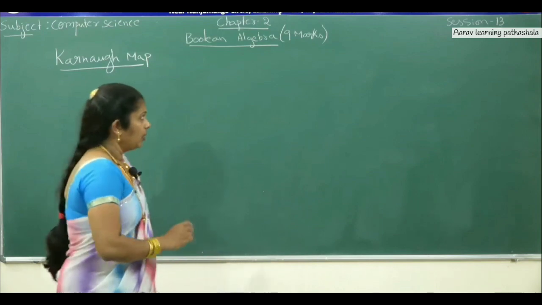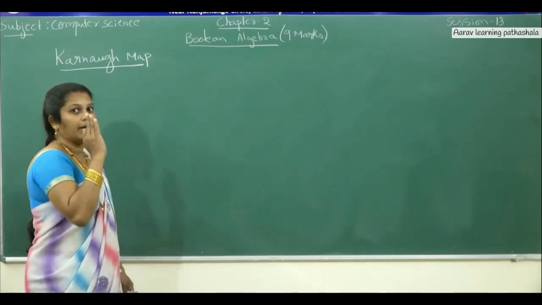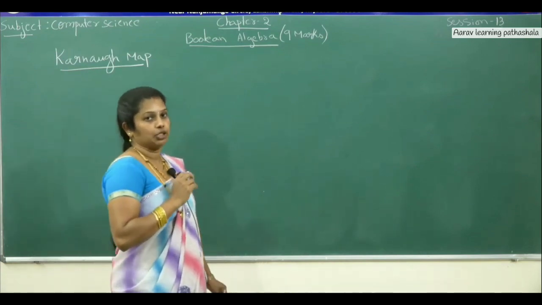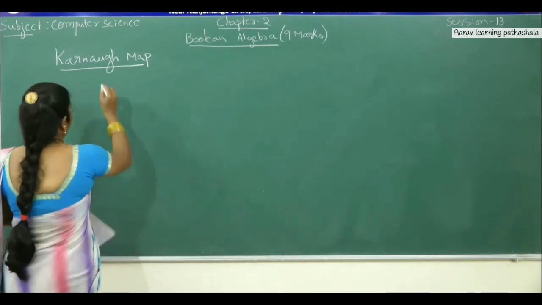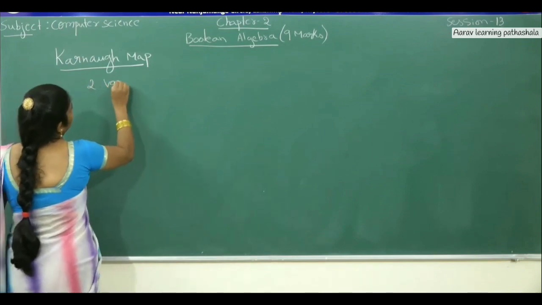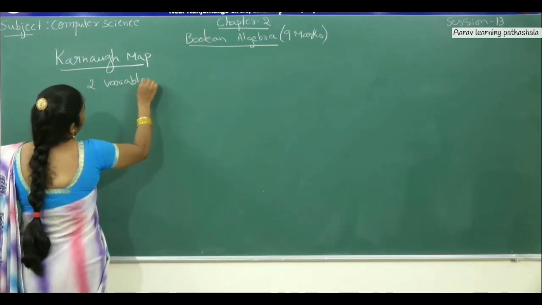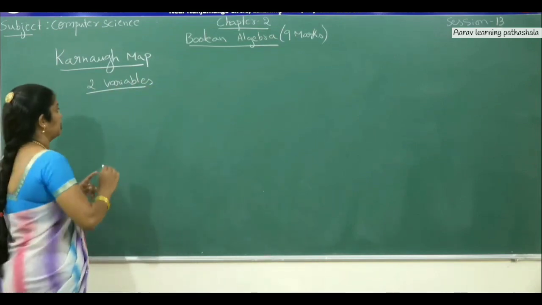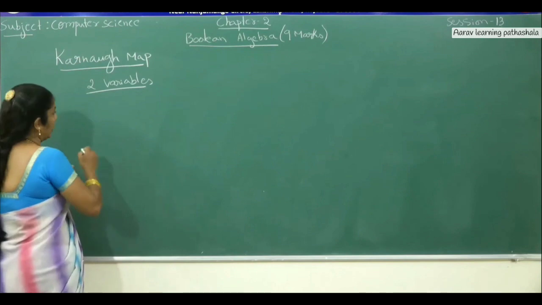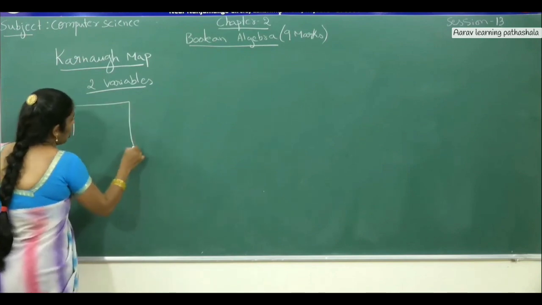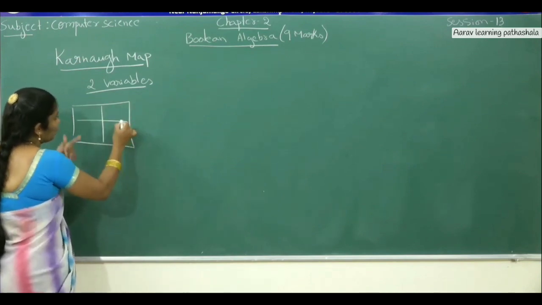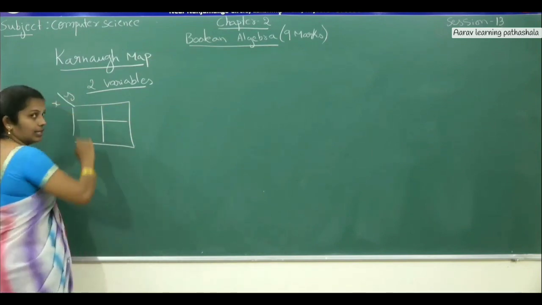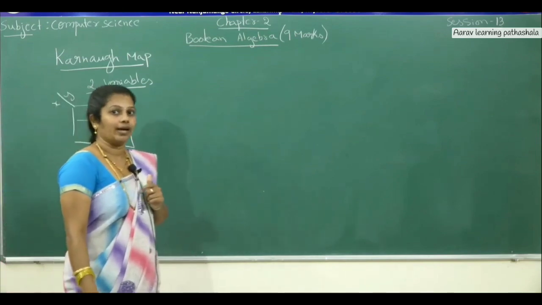As already told, in a rectangular cell format I can find the reduced form of a given expression. For example, if you have two variables, how do you write the Karnaugh map and reduce the expression? With two variables you get only 4 cells, 4 boxes. For example, x and y are the variables.